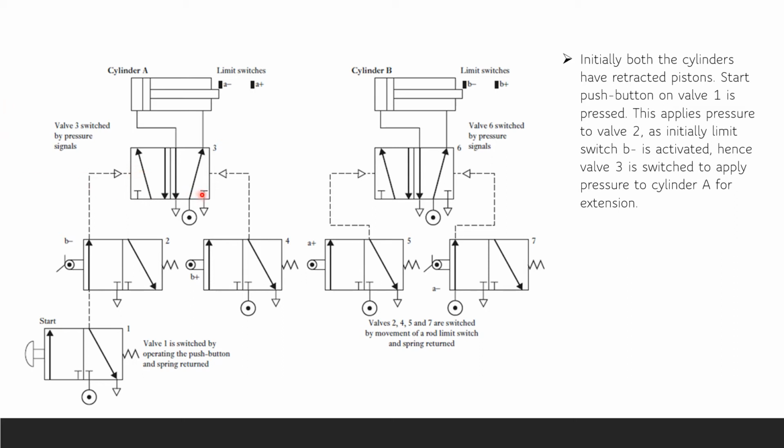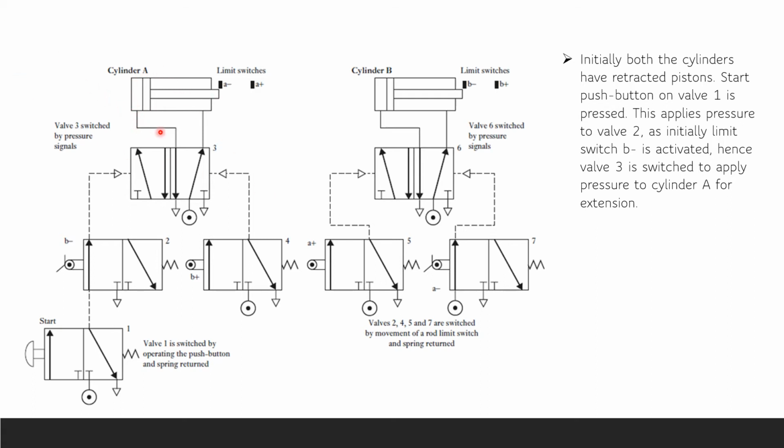The valve 3 is a 5 by 2 valve and is operated by the pressure signals from valve 2 as well as 4, just like a double acting cylinder. So as the valve 2 pressurizes the valve 3, the flow occurs in this direction and pushes the piston of cylinder A from top dead center to the bottom dead center, that is from right to left.